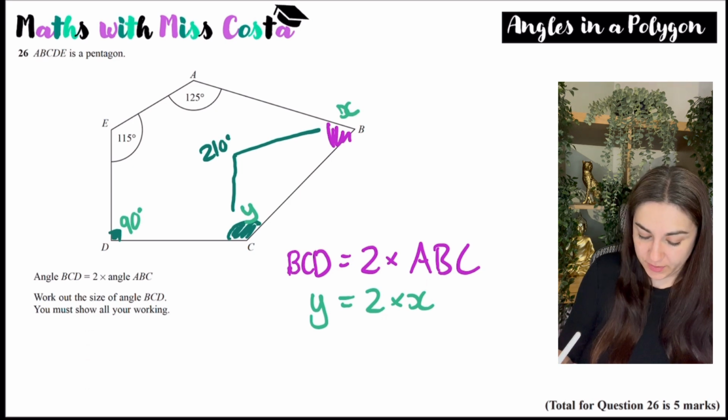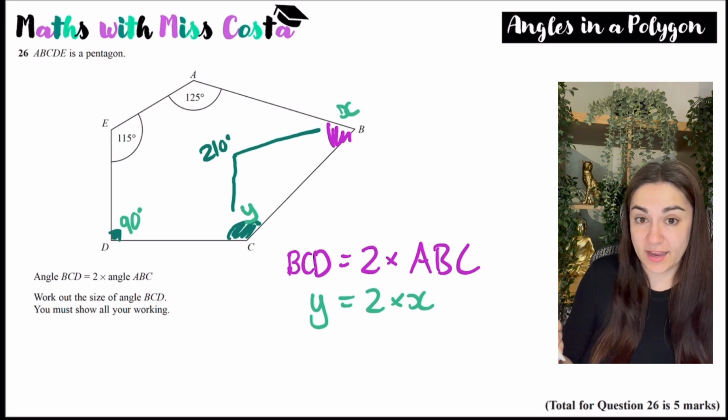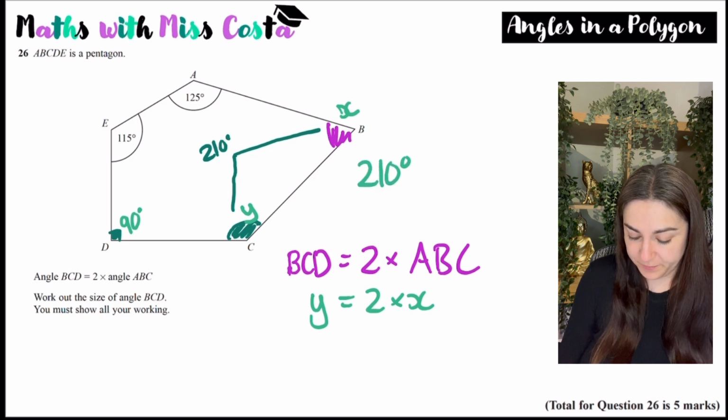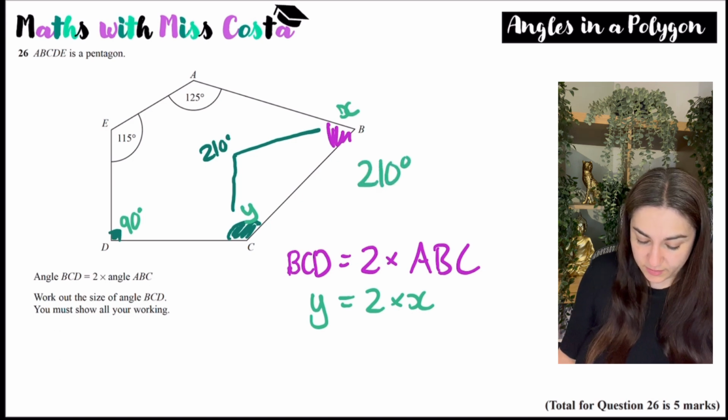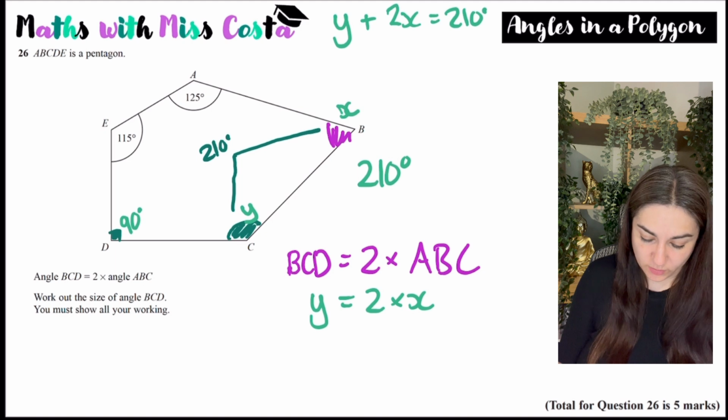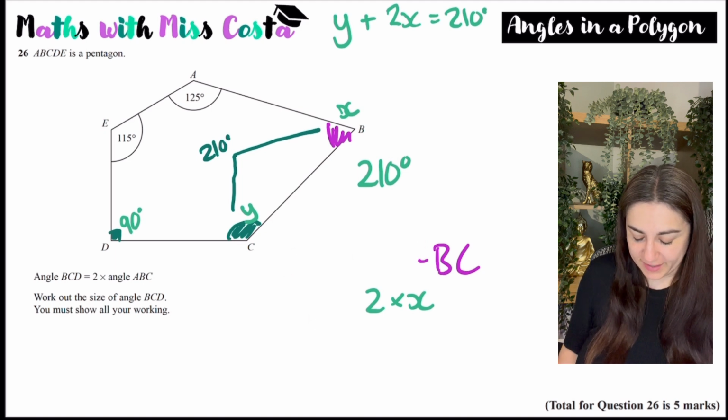And I know that they must both add up to 210 degrees. So what I could do is think to myself, y plus 2x must equal 210 degrees. And actually, I probably made this more confusing. Let's start again.